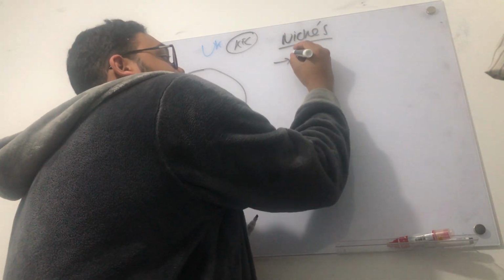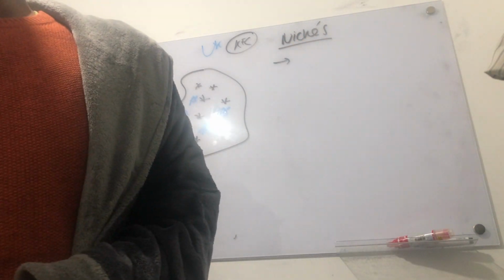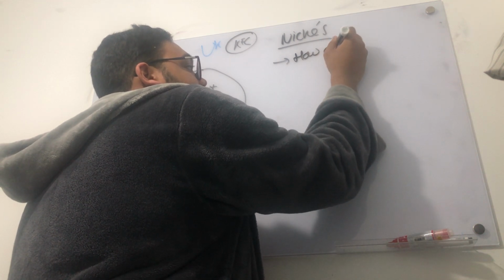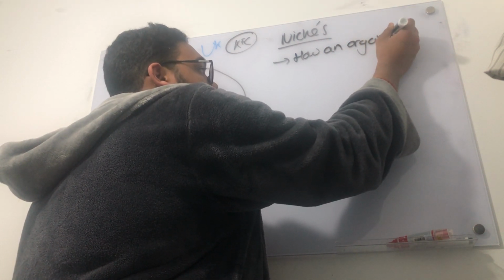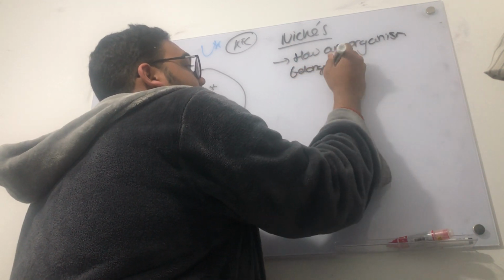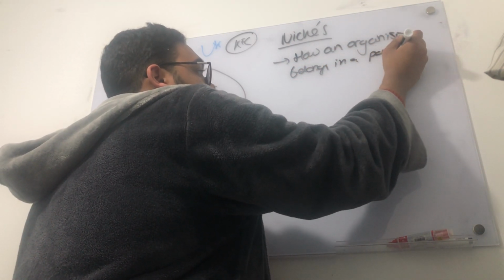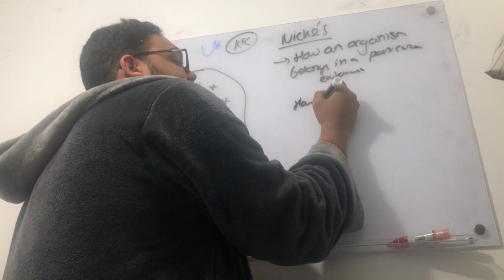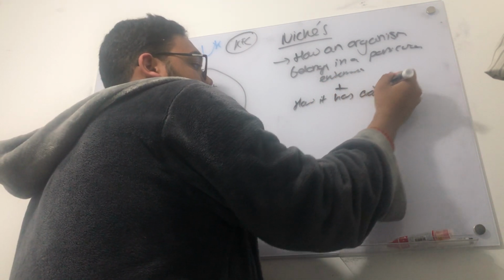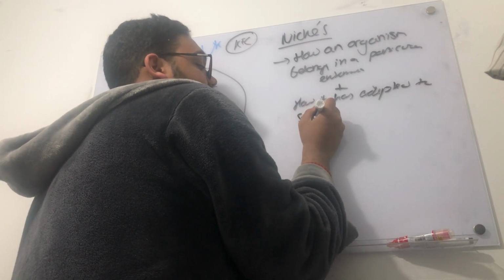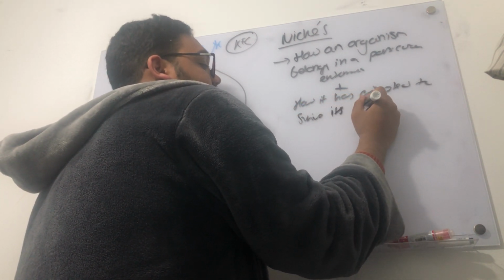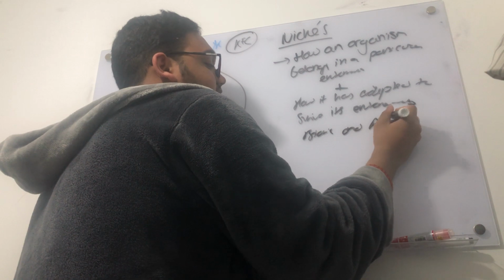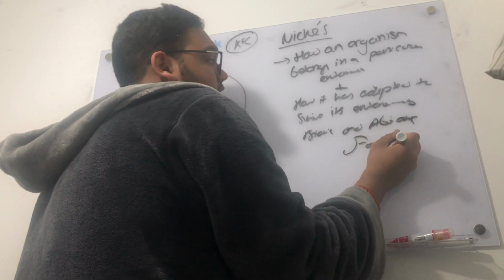So it basically describes, I don't want to say what it does, how an organism belongs. That's the proper terminology. So how an organism belongs in a particular environment, and how it has adapted to survive its environment's biotic and abiotic factors. That's what I would say.